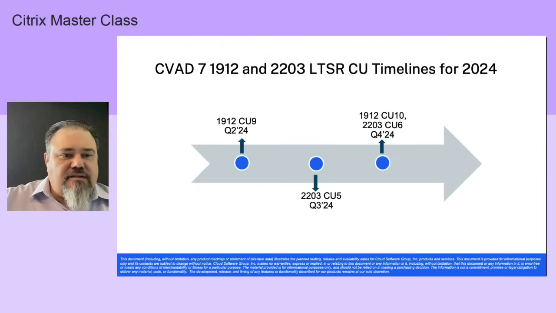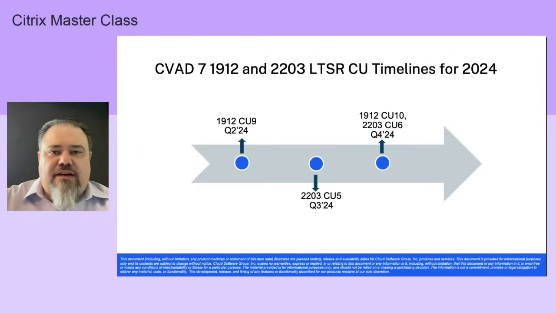There's one more thing I wanted to talk about, which is that we currently have our CUs coming out this year as well. So if you are on 1912, we do have CU9 coming out in the middle of the year. For 2203, we have CU5 coming out later this year, and probably another one towards the end of the year. So this is a great time to kick the tires on 2402.